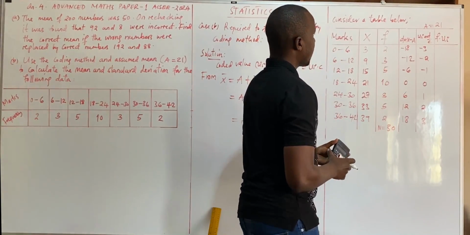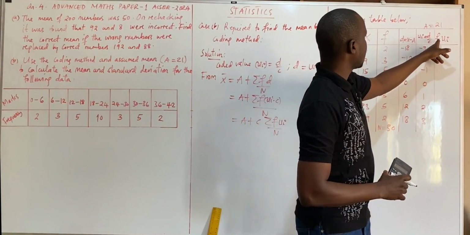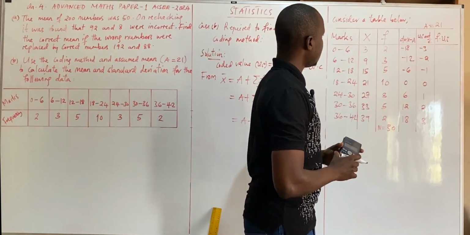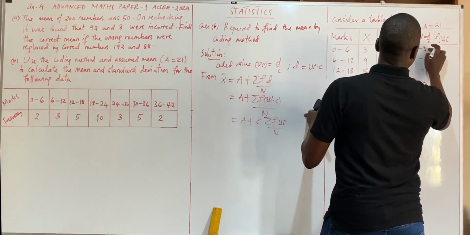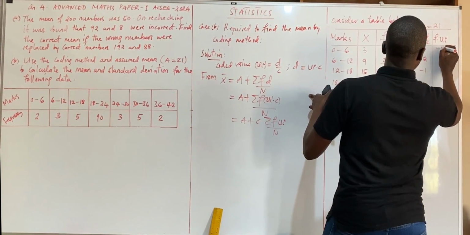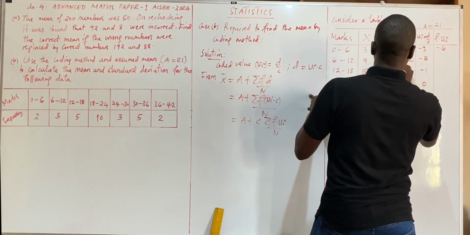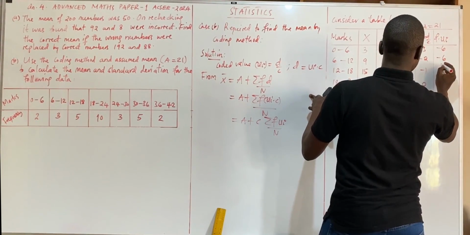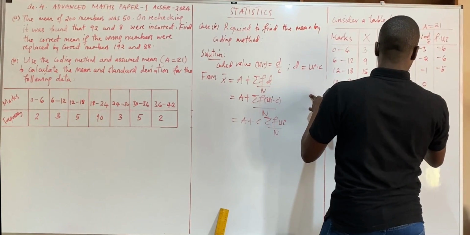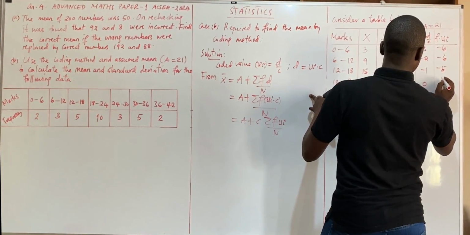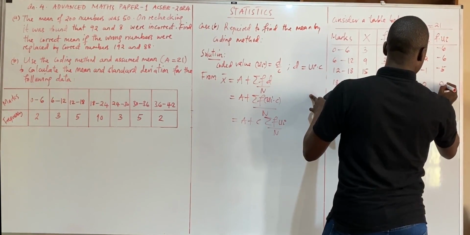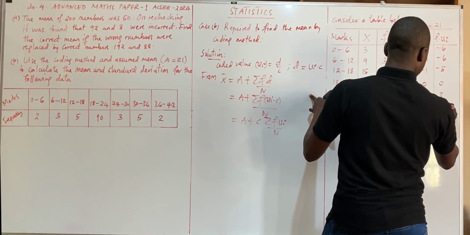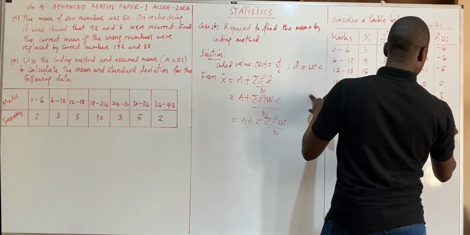So what next? Now we multiply frequency and the coded value that we have obtained. So 2 times negative 3, we get negative 6. Then 3 times negative 2, we get negative 6 again. 5 times negative 1 is negative 5. 10 times 0, we get 0. 3 times 1, we get 3. 5 times 2 is 10. And 2 times 3, we get 6.